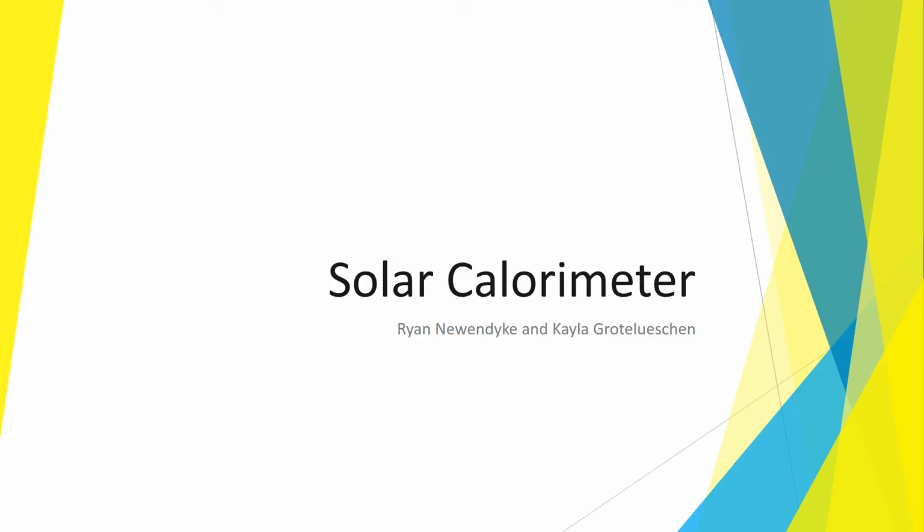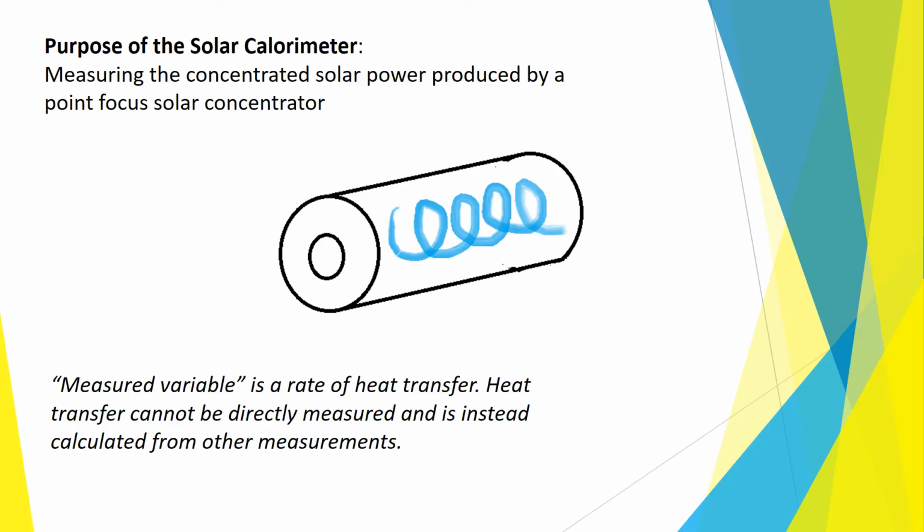This presentation is about solar calorimeters, their application, properties, uncertainties, and calibration. Solar calorimeters are used to measure concentrated solar power through a point-focused solar concentrator. Power, also known as the rate of heat transfer, is the "measured variable." Rate of heat transfer cannot actually be measured, so instead we calculate it from other measured variables.